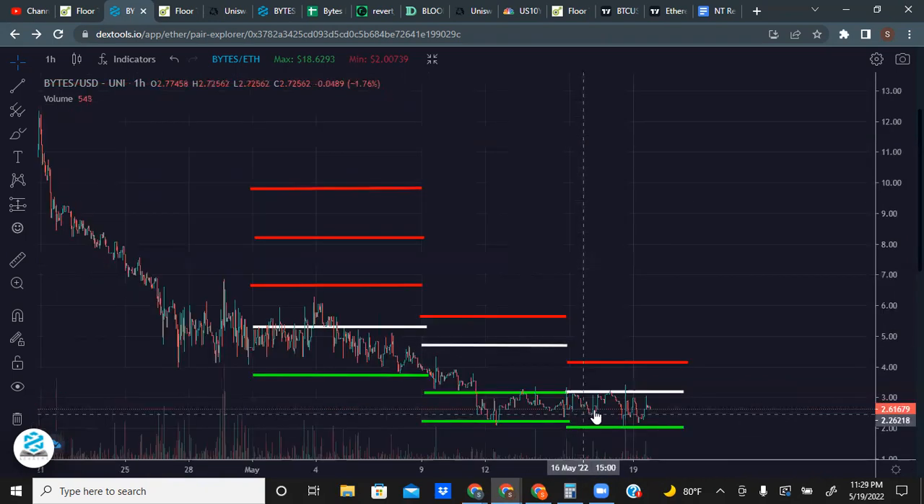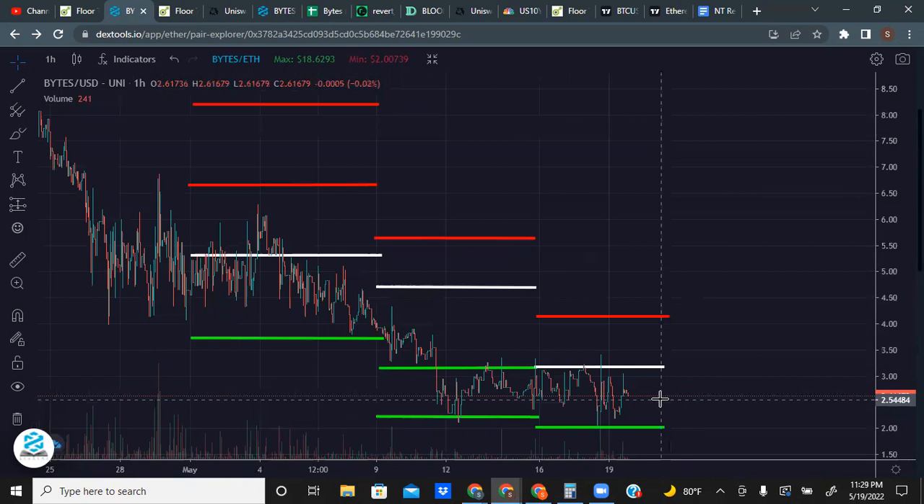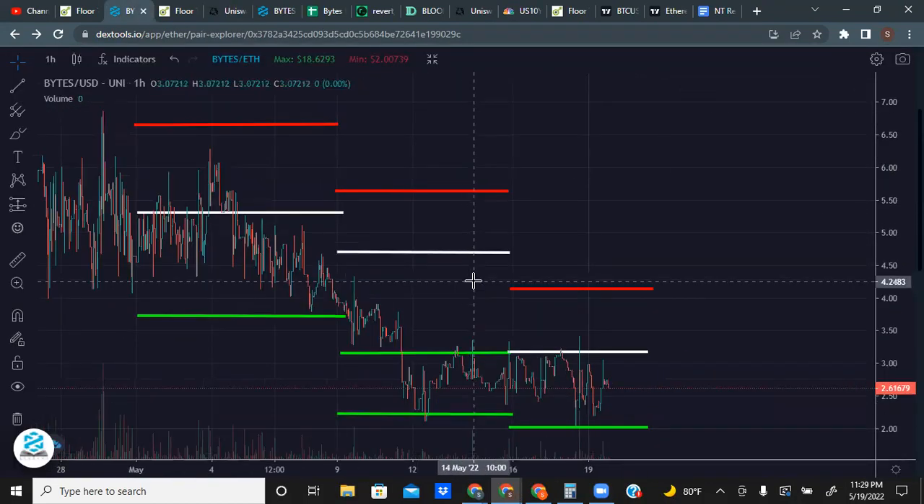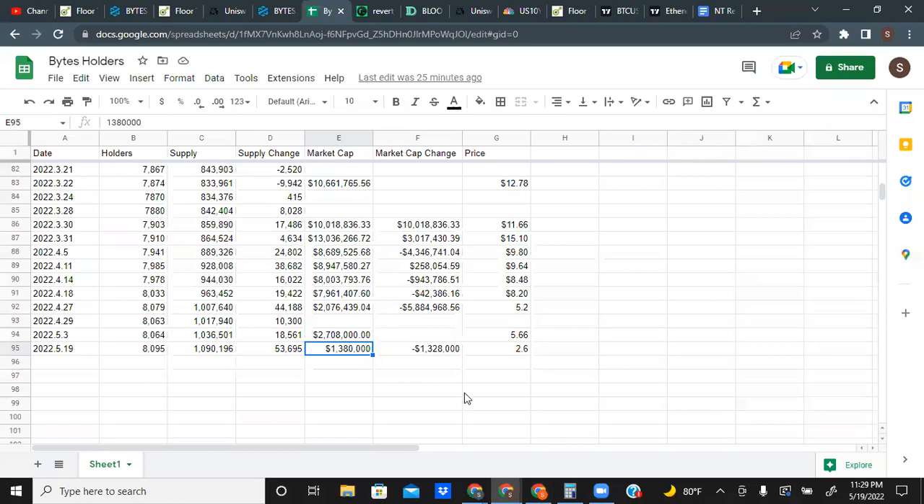And that's when you can see huge moves, like a 100% move from here is nothing. Especially when you're looking at the liquidity pool, there's just nothing here. So just wanted to point that out. Anything else here for the Bytes holders?